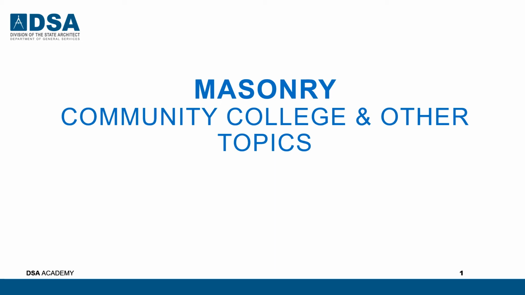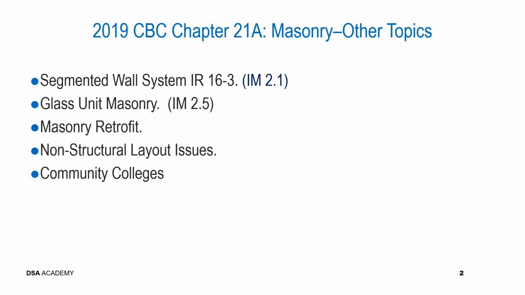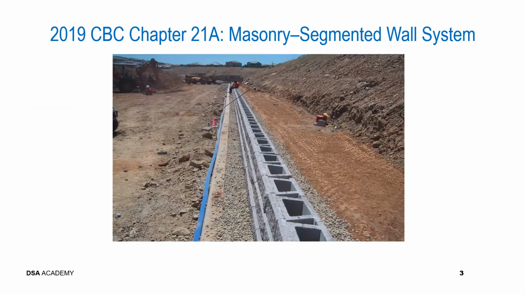Last but not least, Section 5, Community Colleges and Other Topics. We're approaching the end of this presentation. There are a few items that still haven't been addressed, and we'll just skim them quickly at the end. One is segmented wall systems per IR 16-3, glass unit masonry, IM 2.5, masonry retrofit, and non-structural layout issues.